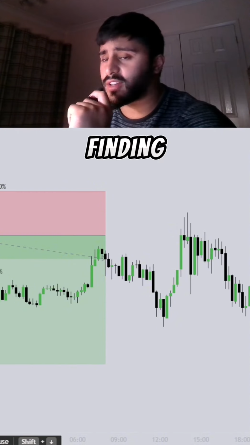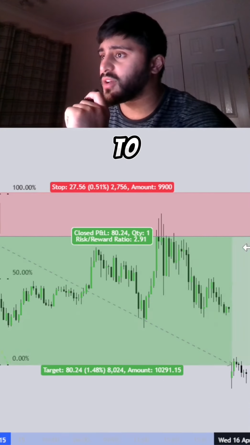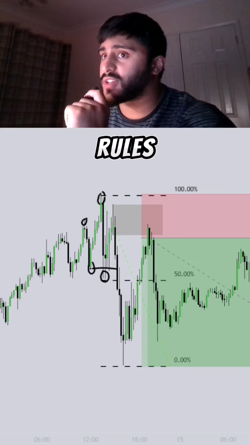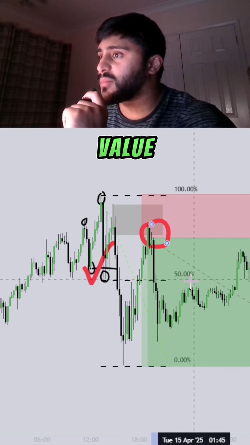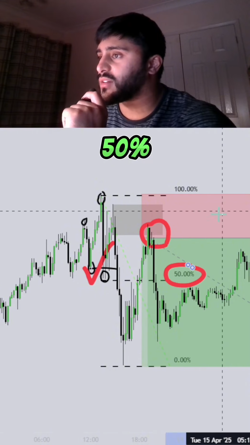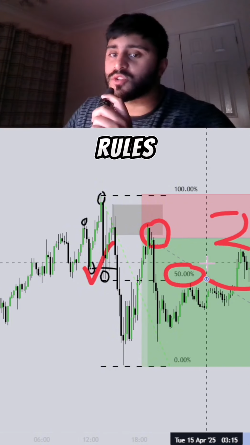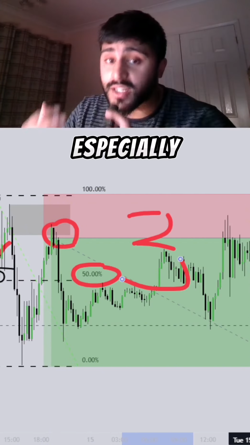So when it comes to finding order blocks, right? Order blocks are the easiest thing to find when it comes to trading the three rules, right? So always mark these three rules down. We want to see price breaking structure, we want to see price leaving a fair value gap, and we want to see price coming above the 50% level. So always remember these three rules when you're trading ICT concepts, especially order blocks.